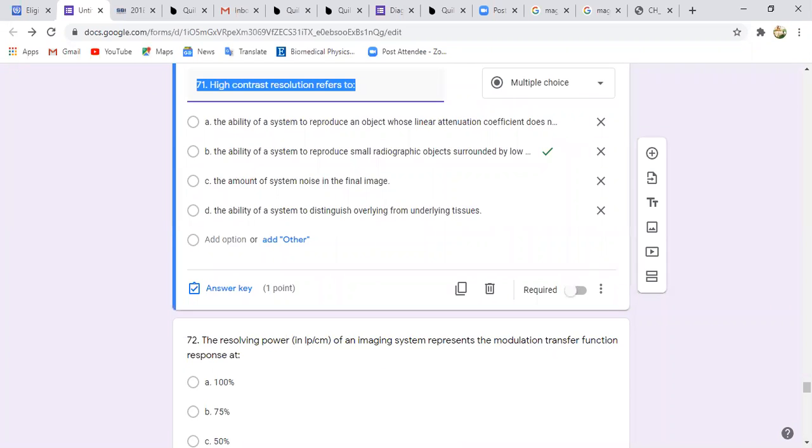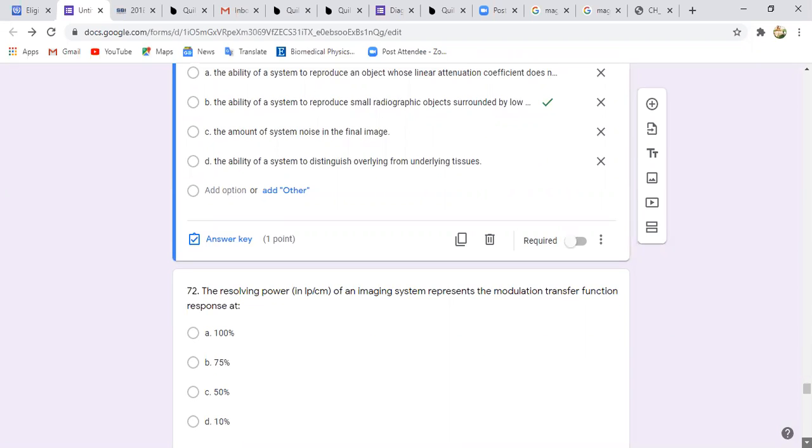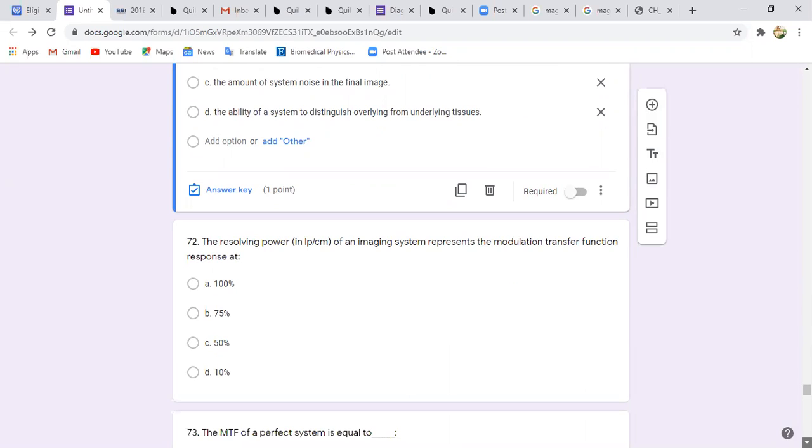The resolving power of an imaging system represents the modulation transfer function response at what? At what value does the MTF give us the resolving power? 100%? 10%? It's 10%. At 100%, of course, which no system has. At 100%, we are talking about a perfect MTF.